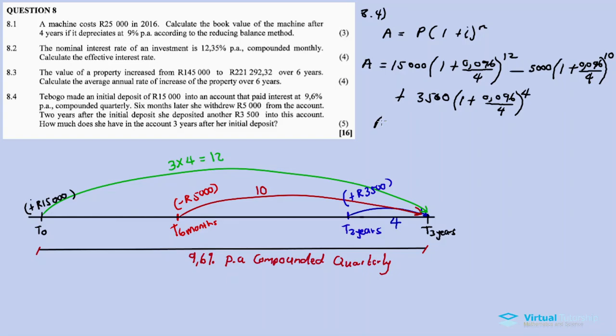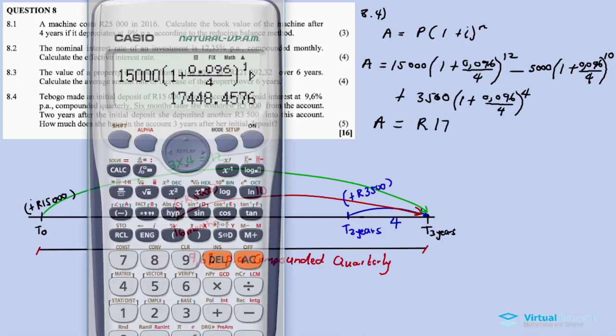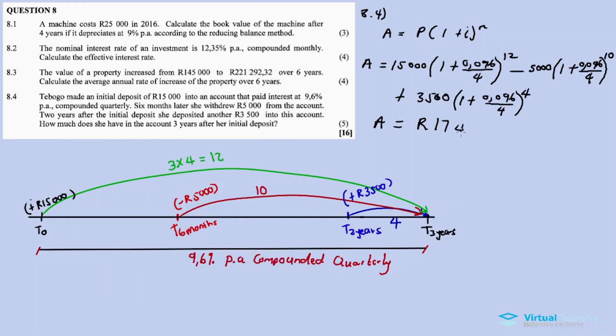17,000 rand, 448 and how many cents? 46 cents. So this is our answer. So in such a question we are doing a timeline so that uzokwazi ukuloganja ukuthola the correct periods for ama transactions wakho in the account. So 8.4 is the last question for question 8.